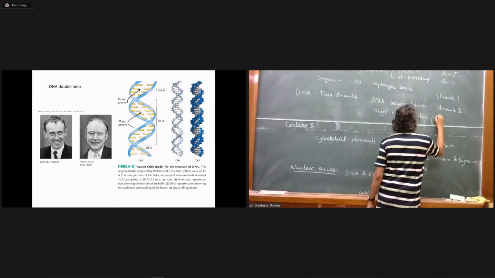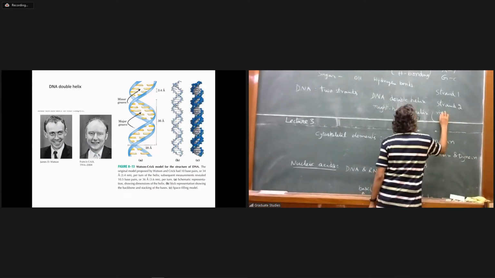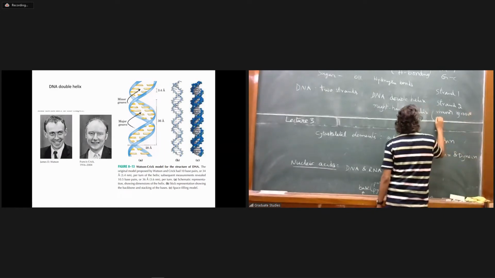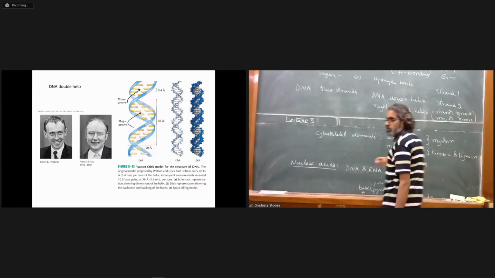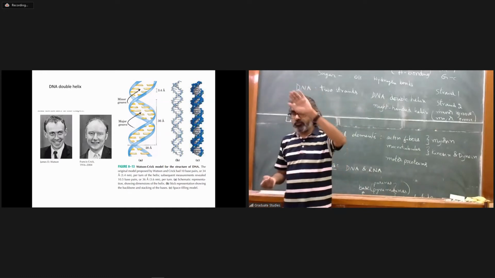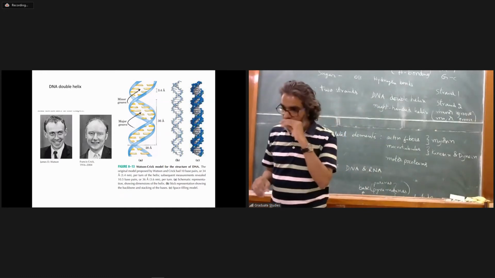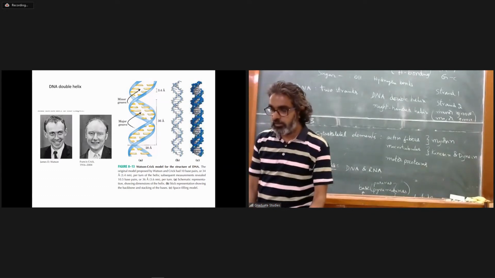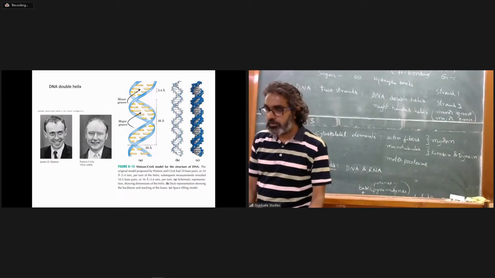One is called the minor groove and the other the major groove. You can really see that the major groove has a lot of space as you walk around the helix, but in the minor groove you have a little less space. So this is the famous double stranded DNA.